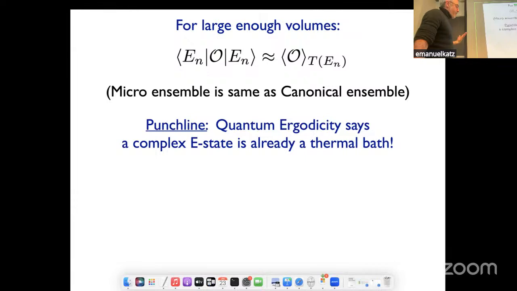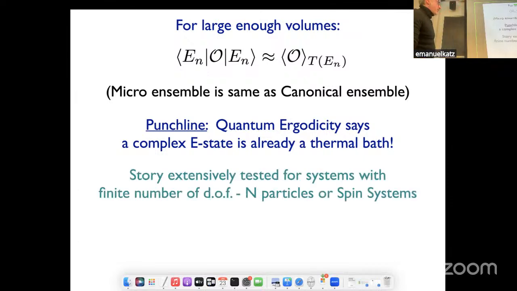So it's a very profound observation that already says what quantum ergodicity is. It's the fact that any eigenstate, which is already a stationary state of the Hamiltonian, is already a thermal bath. If you make a local measurement in this room and you don't have enough access to all the degrees of freedom of the gas, then you think that you're in a thermal bath.